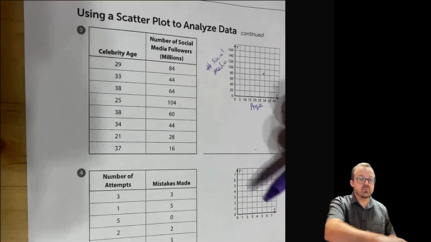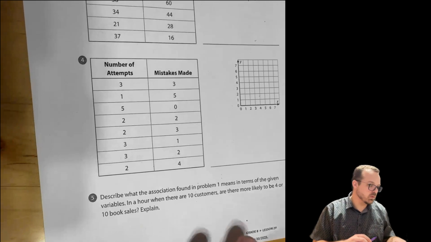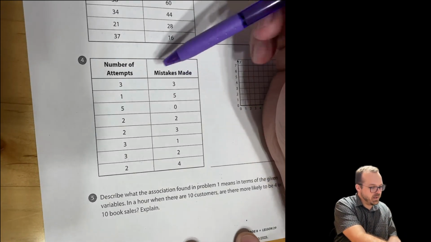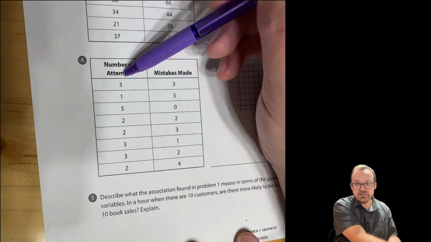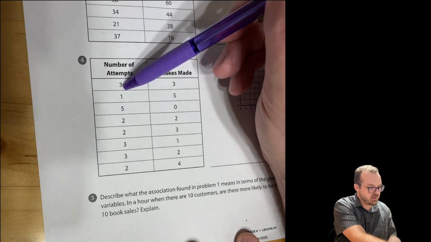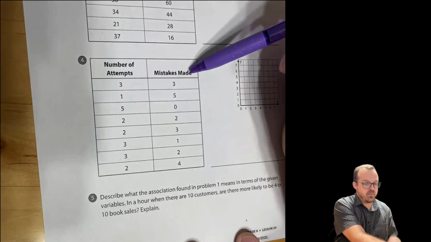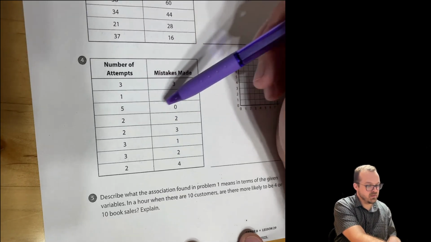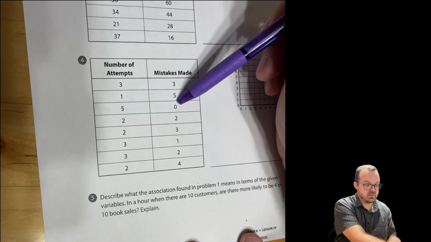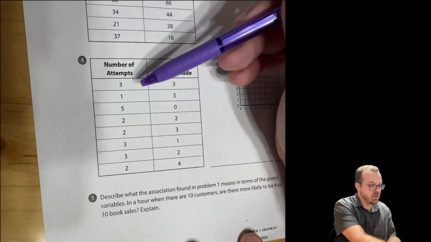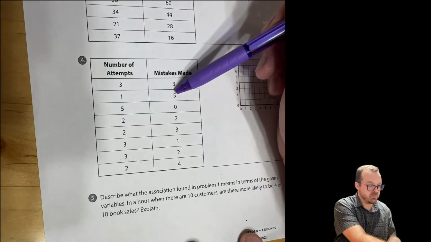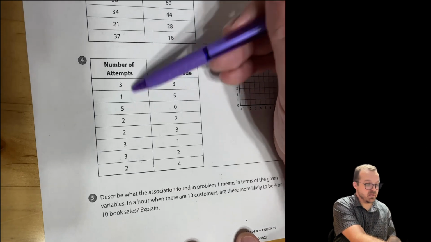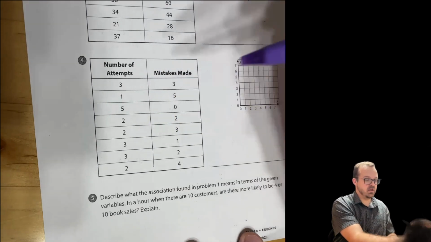All right, number 4. Looks like we're looking at the number of attempts and mistakes made. So I guess probably what we're asking here is, as we increase our number of attempts, how many mistakes are we making on those attempts? So if I made 5 attempts, by that 5th attempt, I'm making 0 mistakes, right? Or on my first attempt, I'm making 5 mistakes. So is there an association between how many attempts I make and how many mistakes I am making?